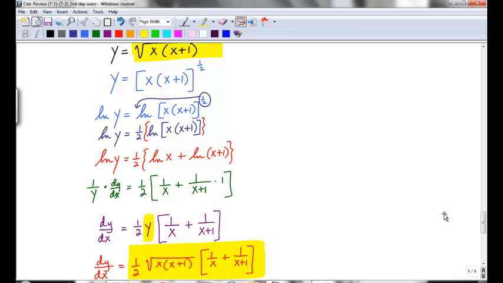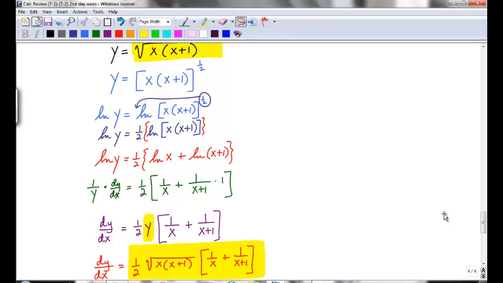Okay, then you start taking the derivative. So take the derivative of the left side. The derivative of natural log of y is 1 over y times the derivative of y with respect to x. And you're also using implicit differentiation, that's why you have that extra dy over dx. Derivative of natural log of x is just 1 over x. Derivative of natural log of x plus 1 is 1 over x plus 1. Then it's times the derivative of each one of these. Derivative of x is 1, derivative of 1 is 0.